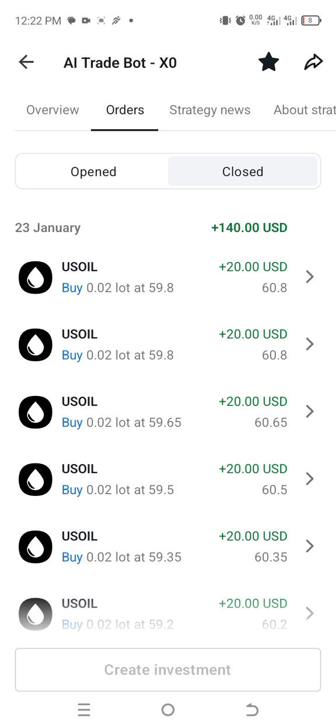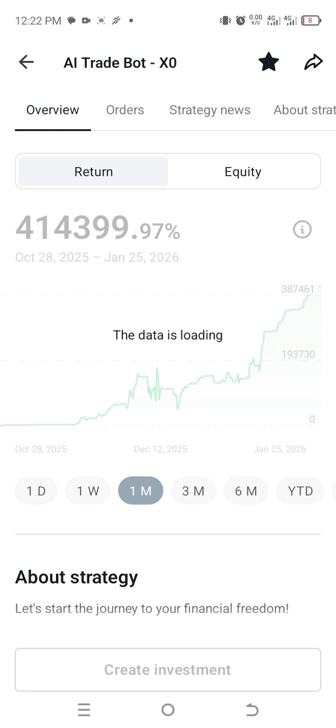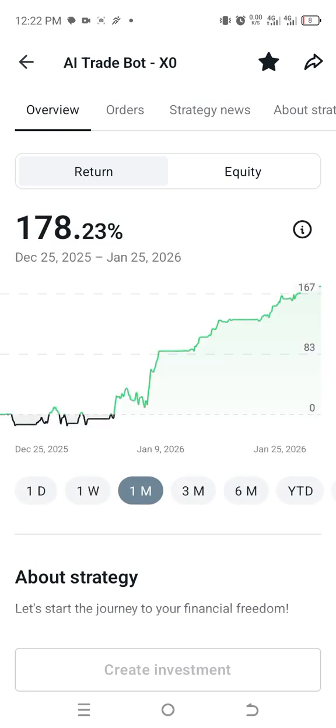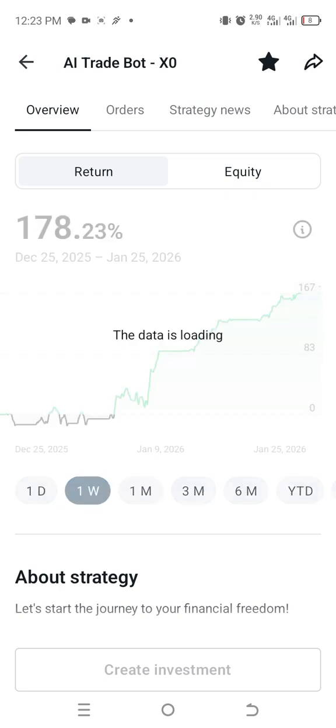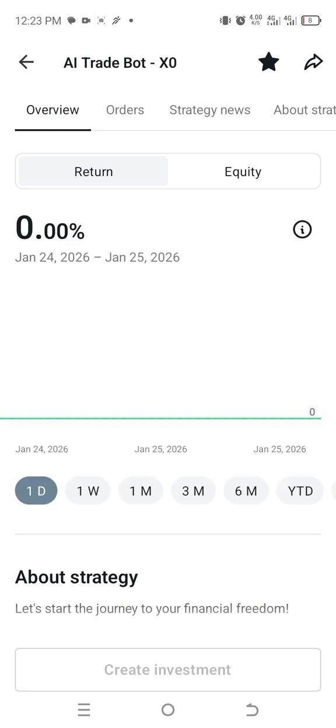Let me show you the statistics of this robot. This is 3 months. Let me go to 1 month. You see, sometimes it goes down, sometimes it goes up, but at the end of the day, profits are there. Like you see, in a month it made 178%. In a week, 19%. In a day, they haven't traded today.